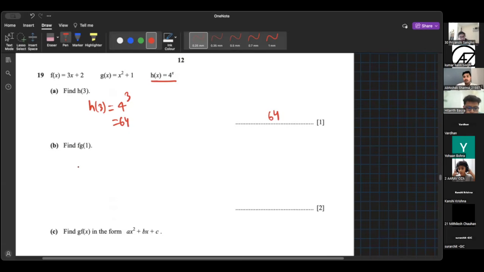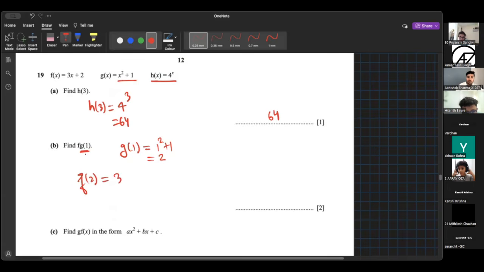Second, part B, it says f of g of 1. Whenever you have a composite function, always start from the right. So the right side function is g of 1. First find g of 1. So g of 1 is going to be 1 square plus 1 because it is x square plus 1. 1 square plus 1 is 2. That means the value of g of 1 is 2. So we have to find f of 2 now.